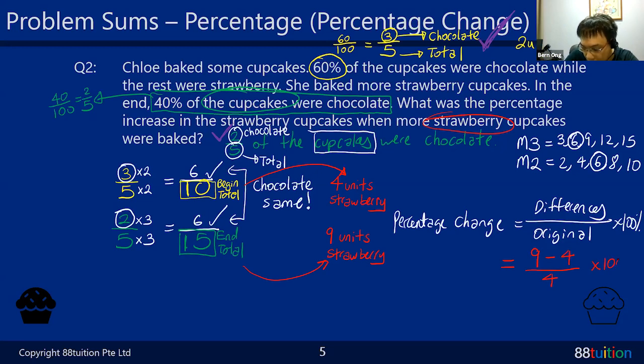Can you see that? So 9 minus 4 is a 5. 5 over 4 times 100%. It's 125%. Can you see now? So 125% is your answer. So what was the percentage increase in the strawberry cupcake? It's 125%. Good job.